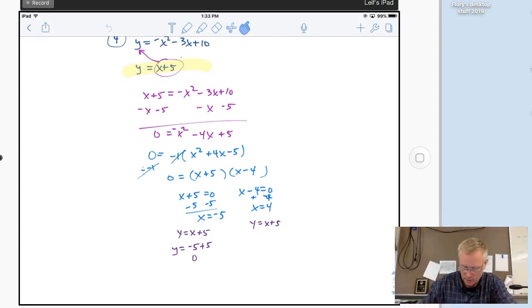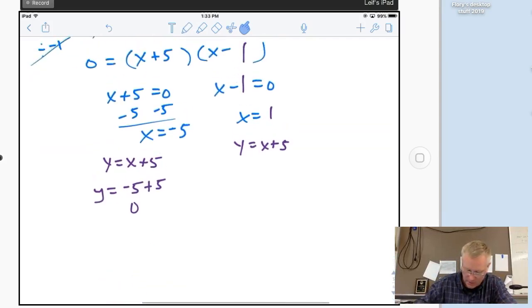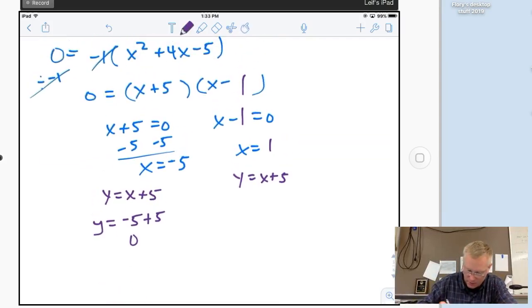Oh, that's wrong, isn't it? Because 5 times 4 is 20, not 5. It's x plus 5, x minus 1. Fix that. So that's 1, which means x equals 1. Why do I keep writing 4? Okay, so now I'm plugging the values into the linear equation, the y equals x plus 5.